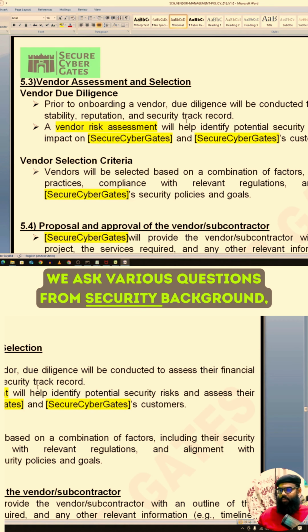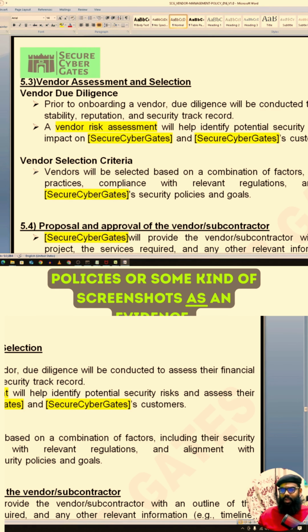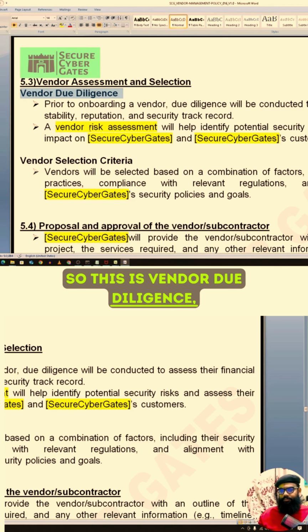We ask various questions on security background, including physical security and access management policies. We ask them to share their policies or some screenshots as evidence. So this is vendor due diligence.